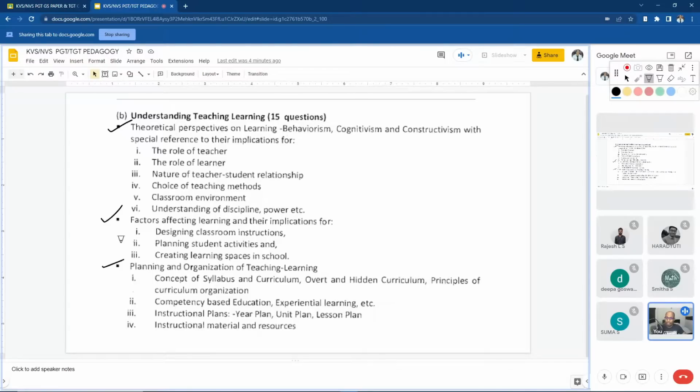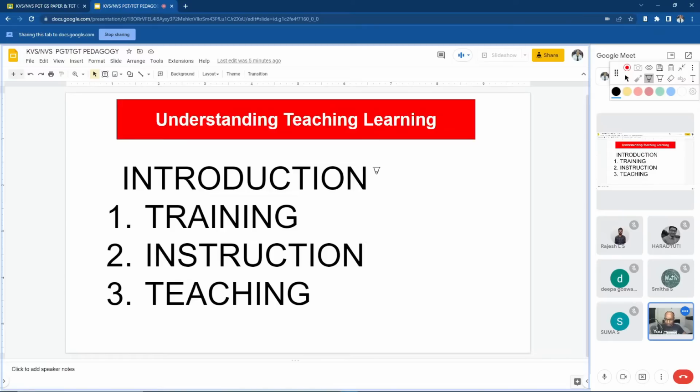Yesterday we completed the introduction, how to study, and the important areas to be covered under Understanding Teaching Learning, and we have completed up to factors affecting learning and their implications. As I told you, all these theories were already completed in the previous class. I am not going to reteach now. Today we are going to start factors affecting learning and their implications first. We are going to learn what factors affect, hamper, divert, or disturb the learner when the classroom transaction is happening. So we'll straight away start.